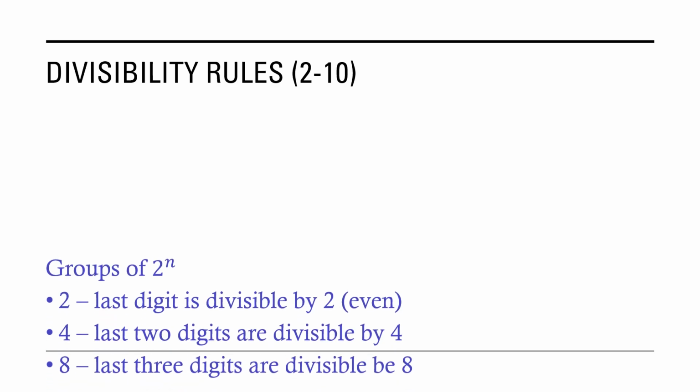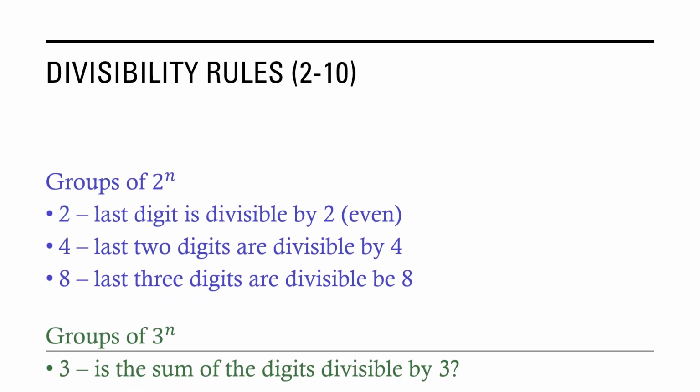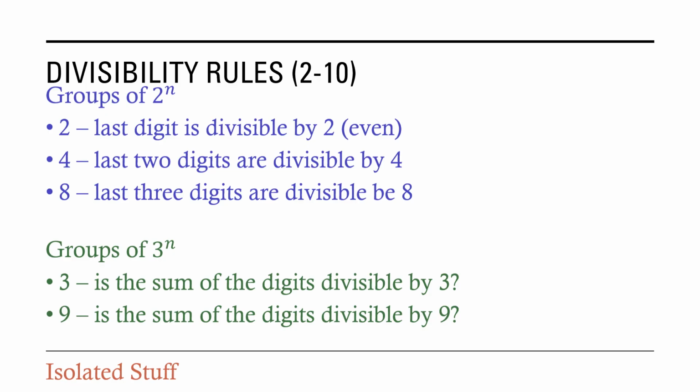Divisibility rules for 2 through 10 per request. I made a PDF and I'll put that in the description, but here is just a very pausable version of descriptions that can go along with that.